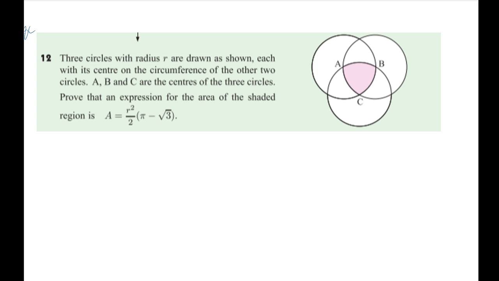So we have 3 circles. Their radius is r, and they're drawn as shown. The idea is that each center of a circle is on the circumference of the other 2. So the center of B is right here, and it happens to be where the circle centered at A and the circle centered at C pass through. And the same is true for all the other centers.